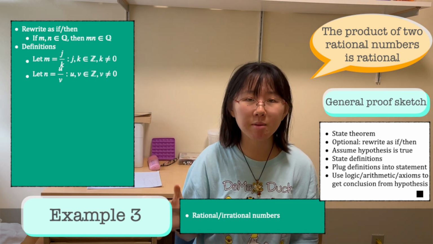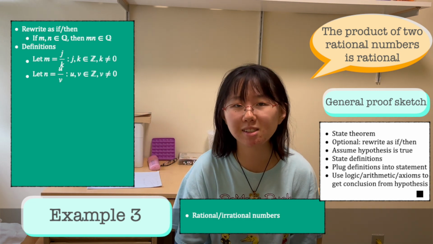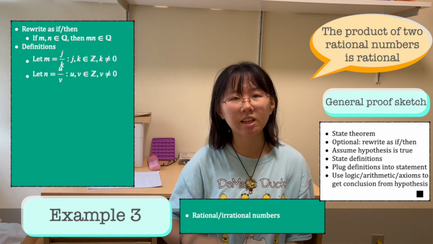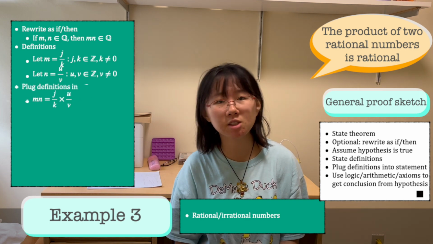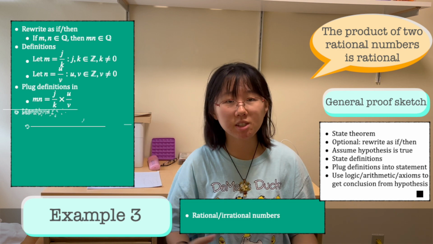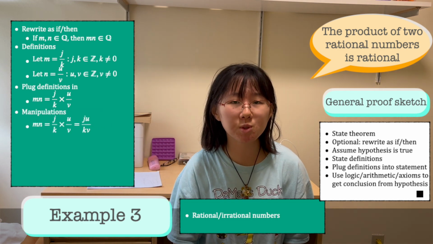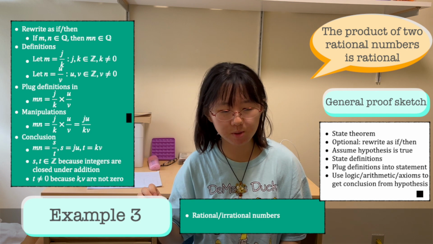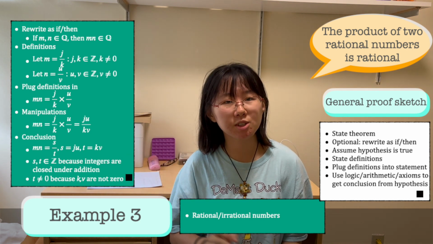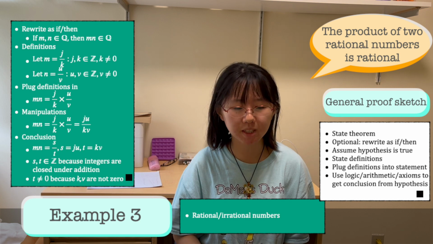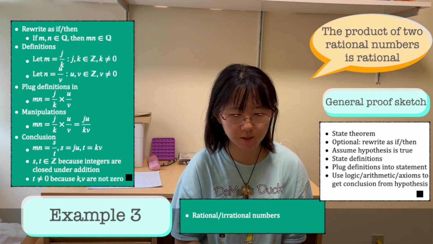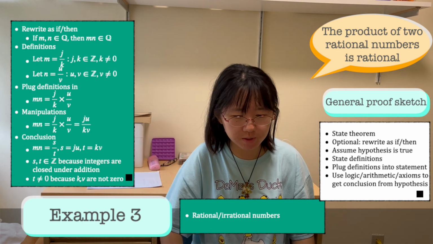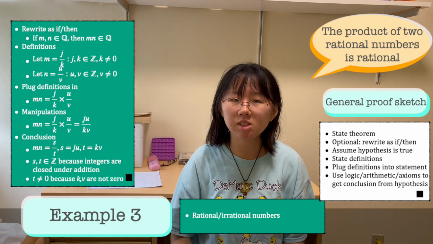If we've rewritten it the second way, it becomes really easy to write our definitions, because we can say that m equals j over k for some integers j and k, k not equal to 0, and we can write n similarly right here. So once again, let's plug our definitions into our statement, do some manipulations, and keep in mind that we do need to say that both j times u and k times v are integers, because the integers are closed under multiplication, and that k times v is not equal to 0 because neither k nor v is equal to 0. Then we've basically come out with our conclusion. An integer divided by a non-zero integer is a rational number, which is exactly what we wanted to prove.